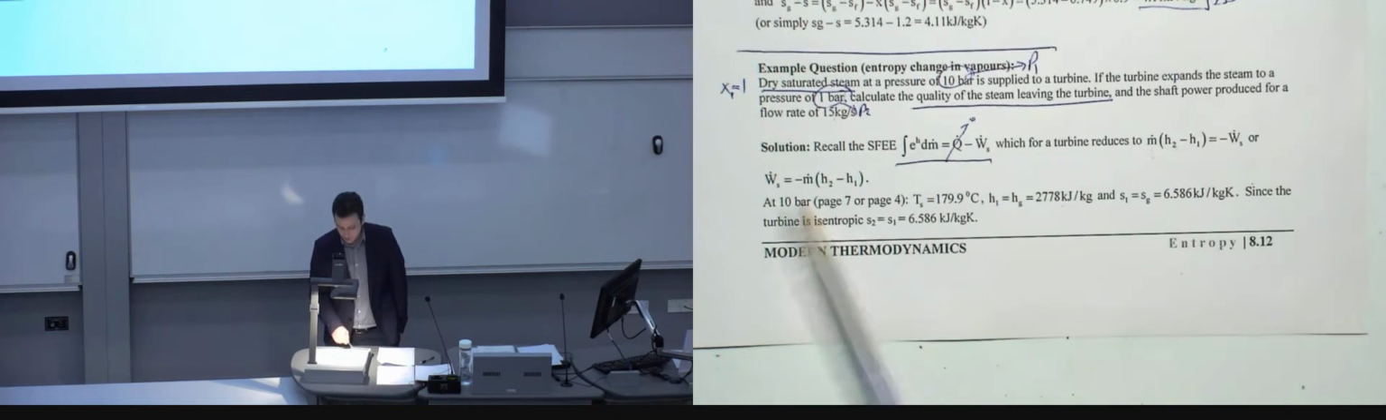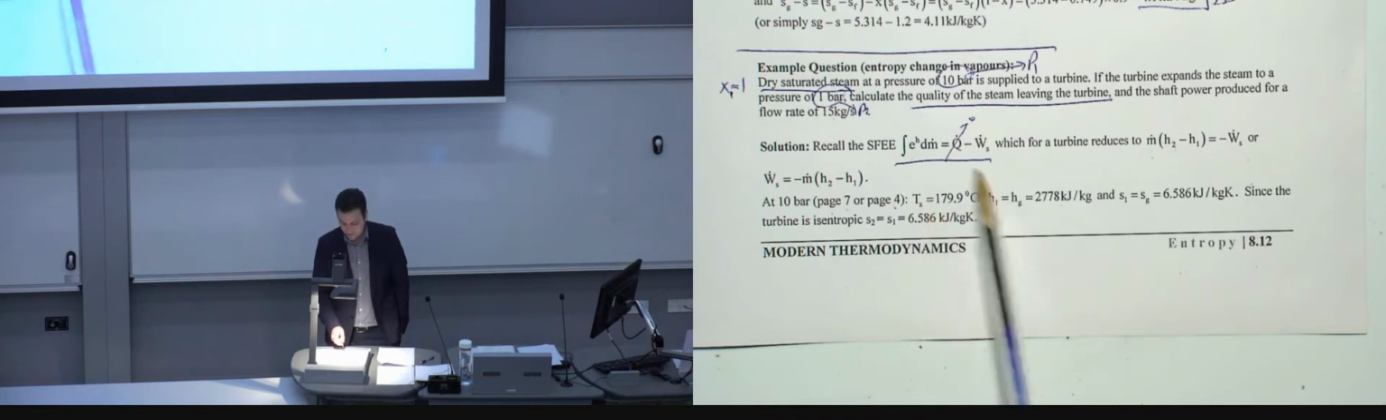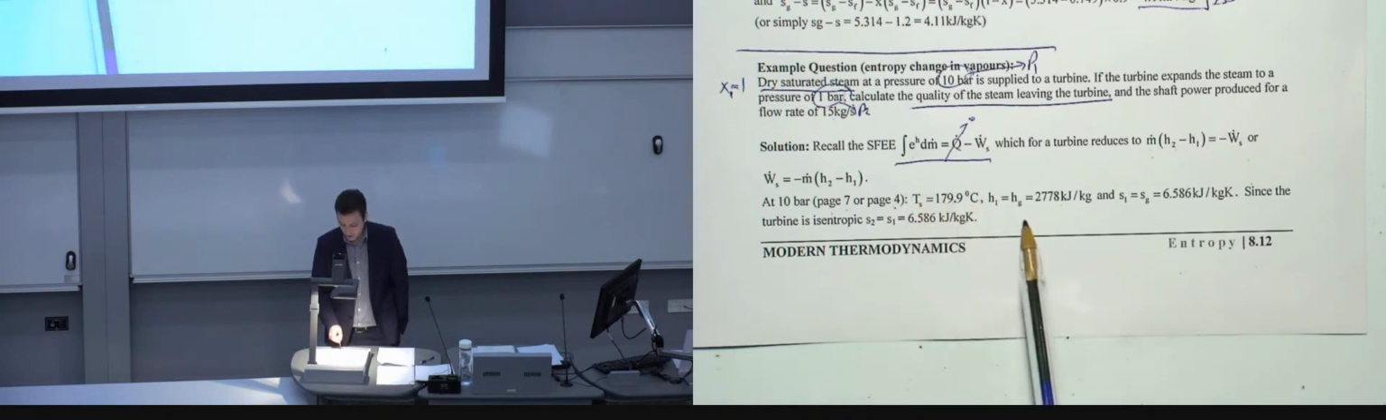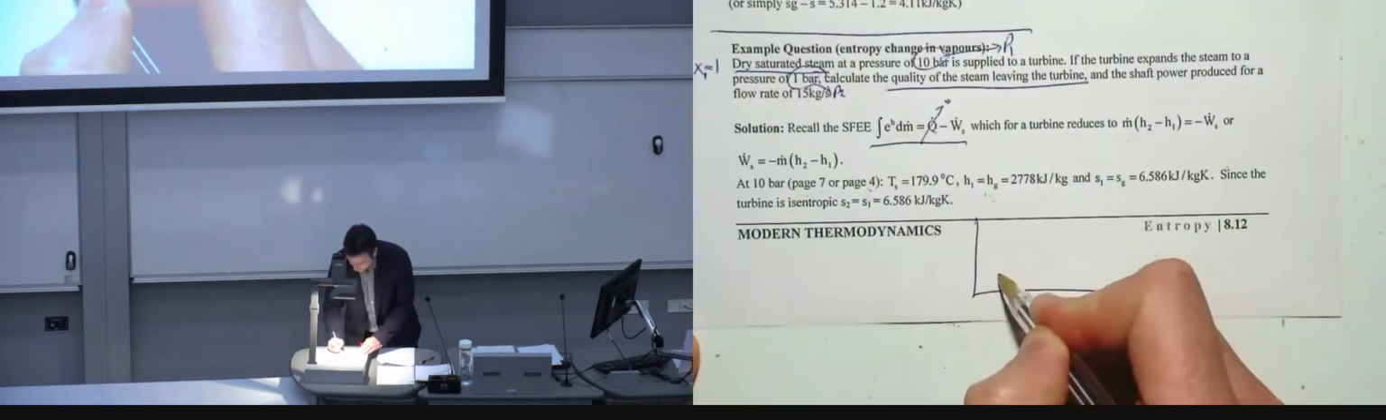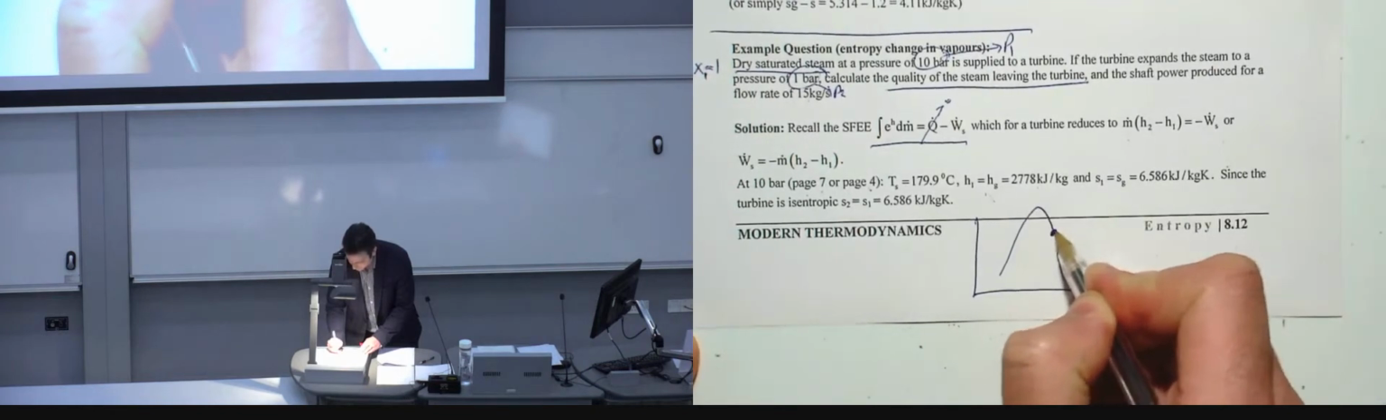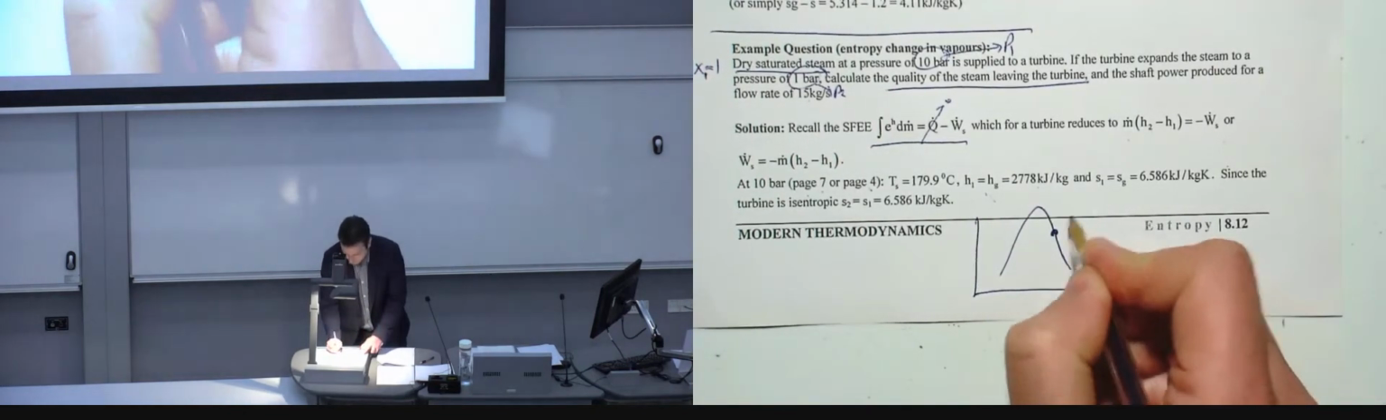So looking at 10 bar, you either look at page 7 in the superheated steam tables, or you look at page 4 where you look at the two-phase flow. And then you can find the saturated temperature. The other thing you can find is HF and HG. And again, remember, because X1 is equal to 1, your H will be simply equal to HG. Because that is the diagram you're looking at. This is the point you are at, point 1.